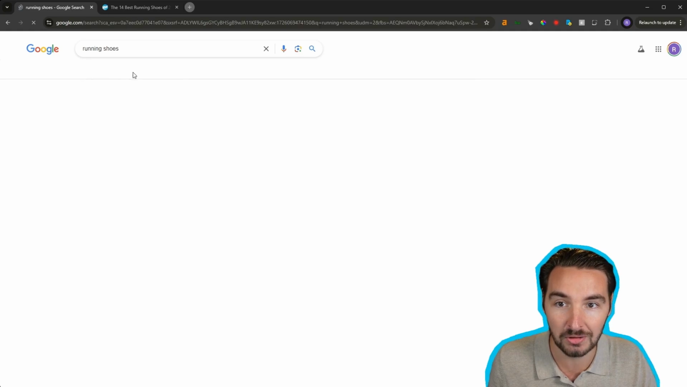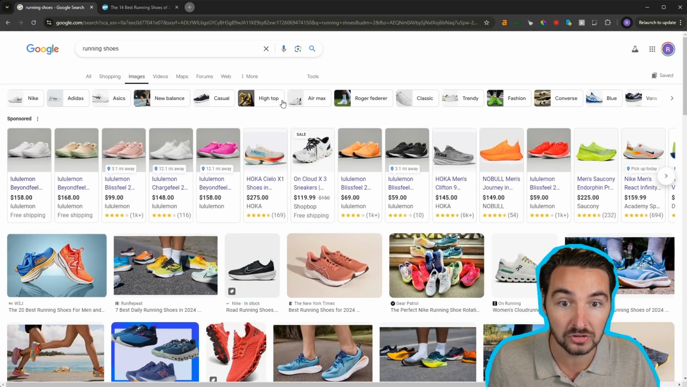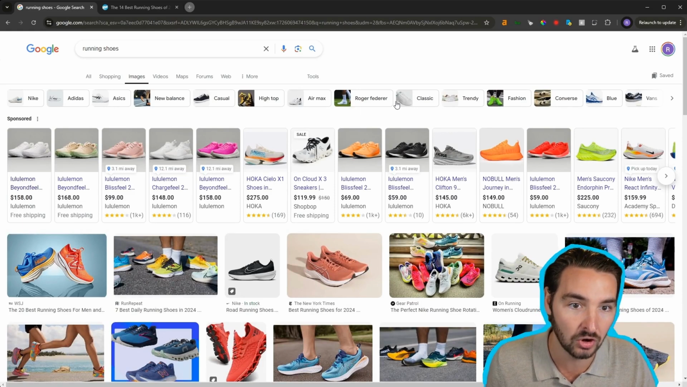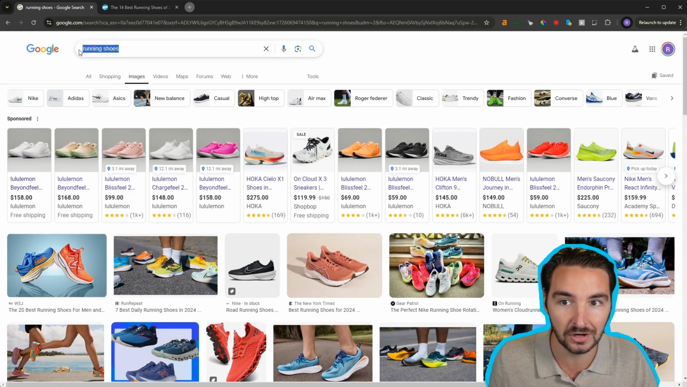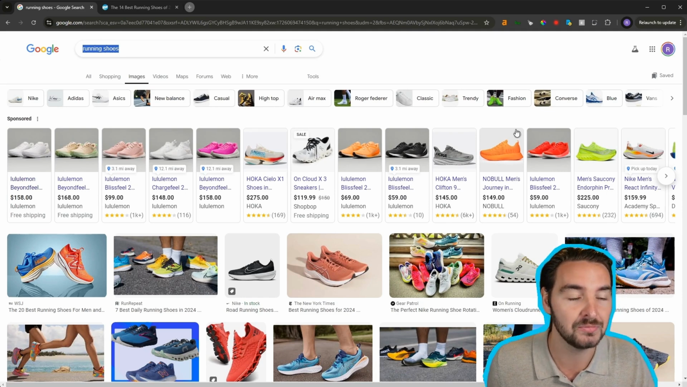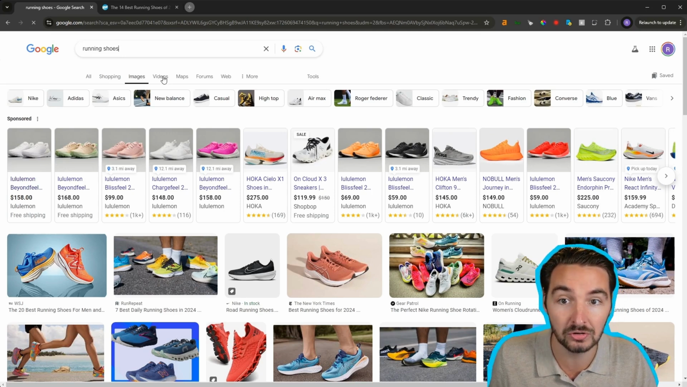Let's go to images as well. Check it out. Images also has their own entities, or what Google calls these. These are technically entities that are related to running shoes. So obviously the brands, also the type of running shoes. Again, high top versus low top. Why that's important for stability on your long runs. All of these are different content topics we could write about.